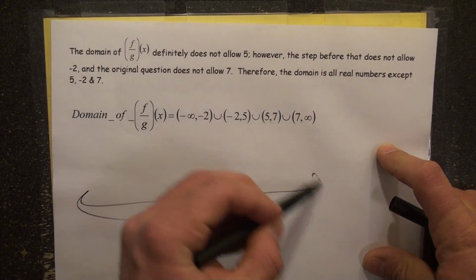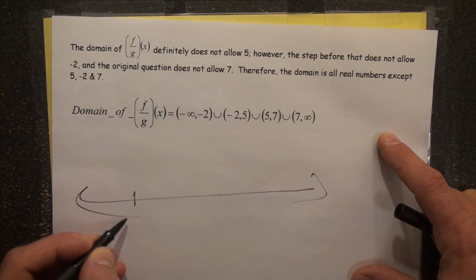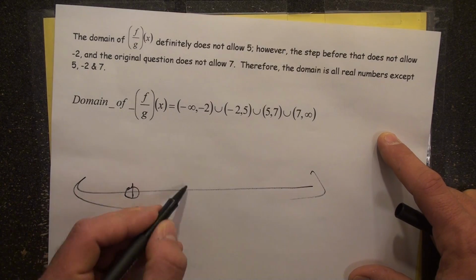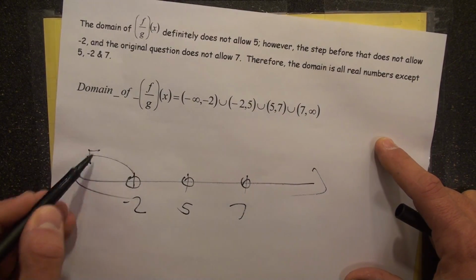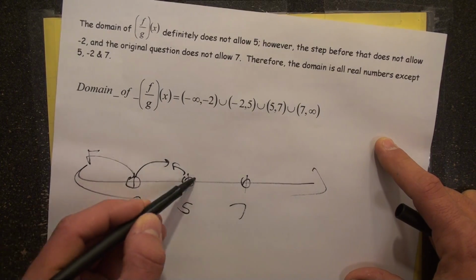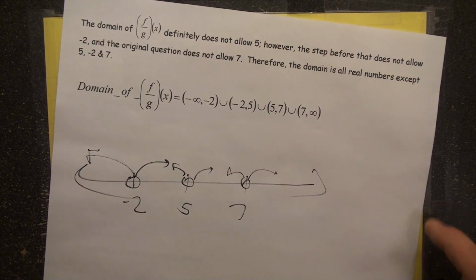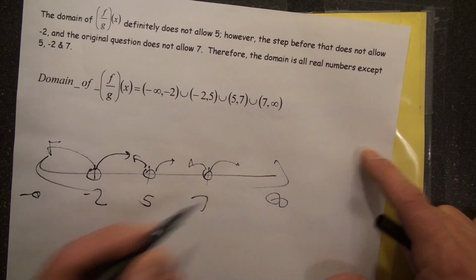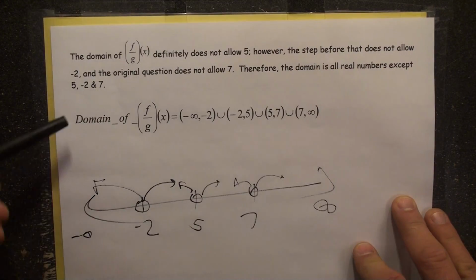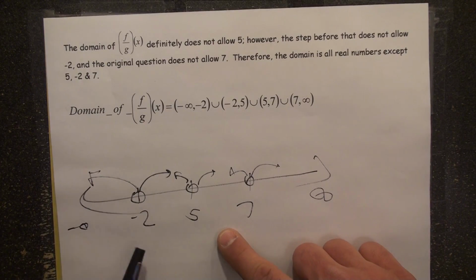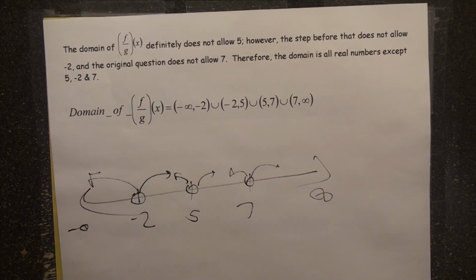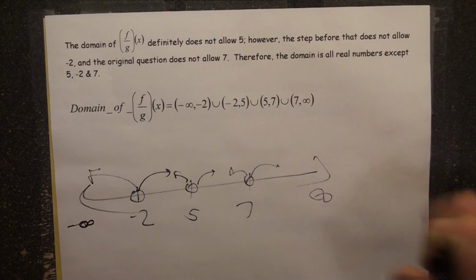So on a timeline, what we would say is that negative 2 is not allowed, 5 is not allowed, 7 is not allowed, but everything to the left and right of those is allowed. And then of course you start at negative infinity and go up to infinity. So what I like to do before we do the interval notation is have the students write down the negative infinity and the positive infinity.